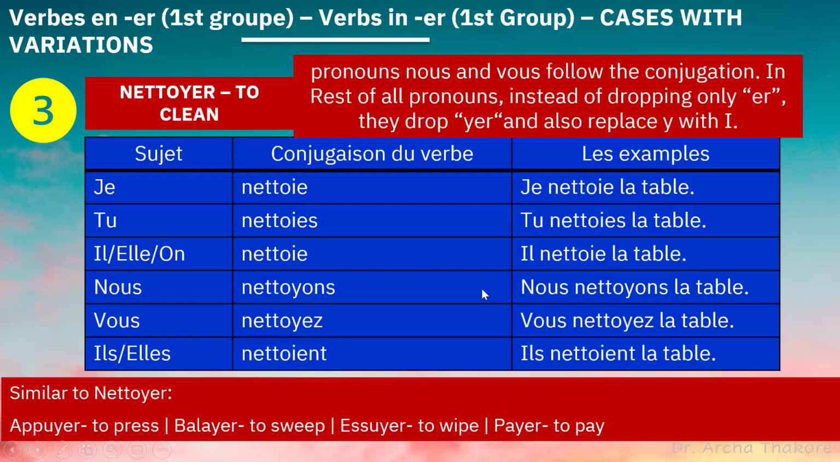Another one. Nettoyer. Now, if you just take a quick look, the change is very obvious. Here you can see Y, and here you can see I. So how does this work? For nous and vous, Y is there, but for others, Y is not there, and instead it changes to I. Okay, Y changes to I. Pronouns nous and vous follow the same conjugation as er ending verbs. In the rest, all pronouns, instead of dropping only er, we drop yer and we replace y with I.